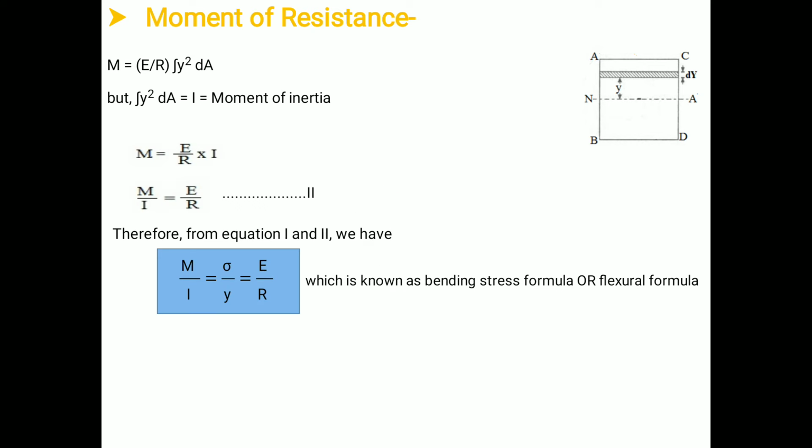As we know, y square into dA is nothing but the moment of inertia. By using the parallel axis theorem, we have the moment of inertia, integration of y square dA, equal to I. Therefore, on putting the value of integration of y square into dA equal to I, I have the final equation M is equal to E upon R into I. After rearranging the equation, I have M upon I equal to E upon R.